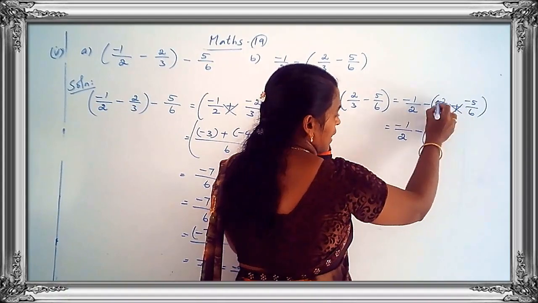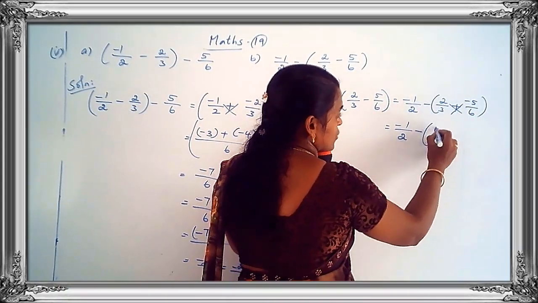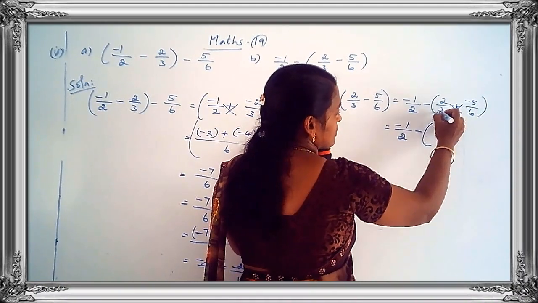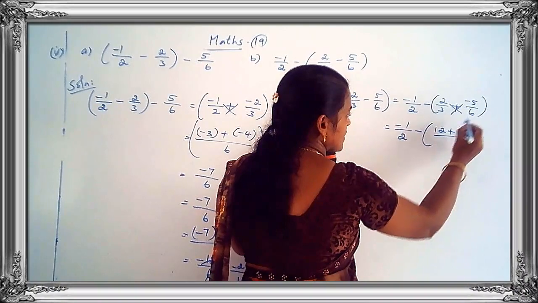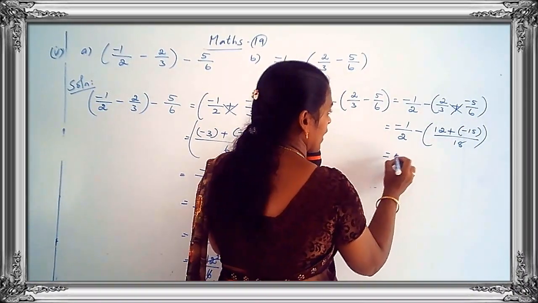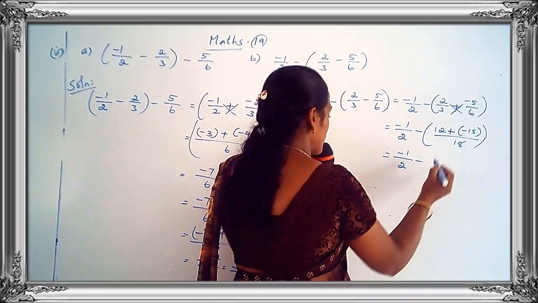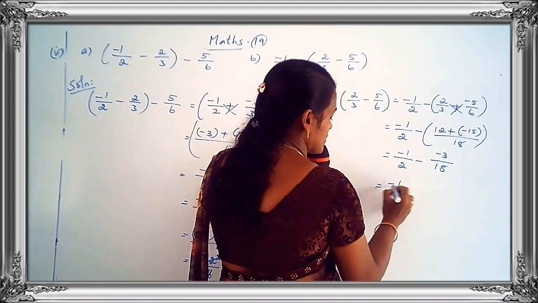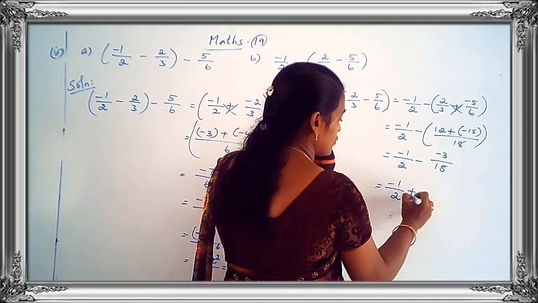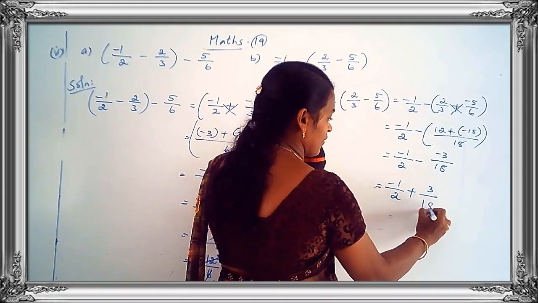Okay, so cross multiplication method, 2 6s are 12, plus 3 into minus 5 is minus 15, upon 6 3s are 18. Okay, so minus 1 upon 2 minus 12 minus 15 is minus 3 upon 18. Here minus 1 upon 2, the minus sign turns into plus, and at that time you put the additive inverse. Okay, so that's why 3 upon 18.